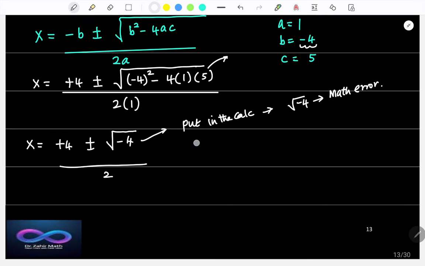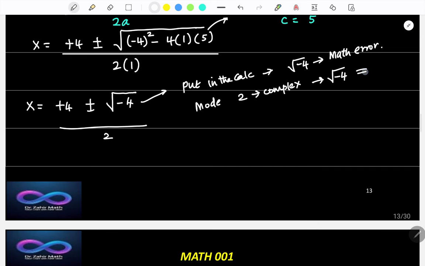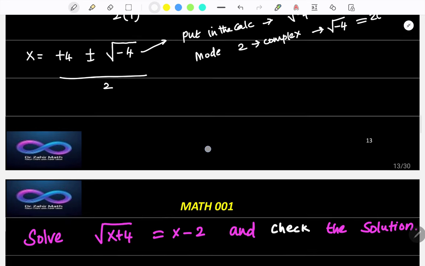It is i. So again you press mode number 2, which is complex mode. After you press complex mode, type the calculator root of minus 4 and press equal. You will get 2i. Let me show you with that. So mode, complex number 2, square root of minus 4, you will get 2i.